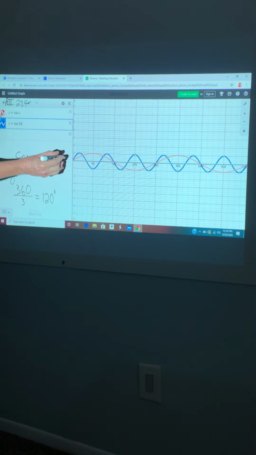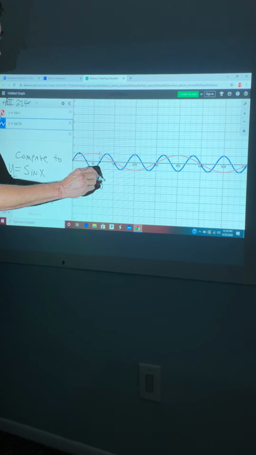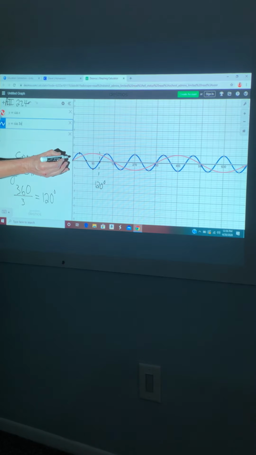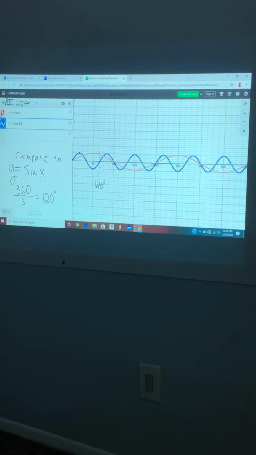Let's take a look. We're looking at the blue graph now. Look, you're at 0, you're at 1, you're at 0, you're at -1, and look at that, you're back at 0. Right there, that would be 120 degrees. Every 120 degrees, boom, boom, boom, and the pattern keeps continuing. The next one would be 240, and 240 is right there. Excellent.